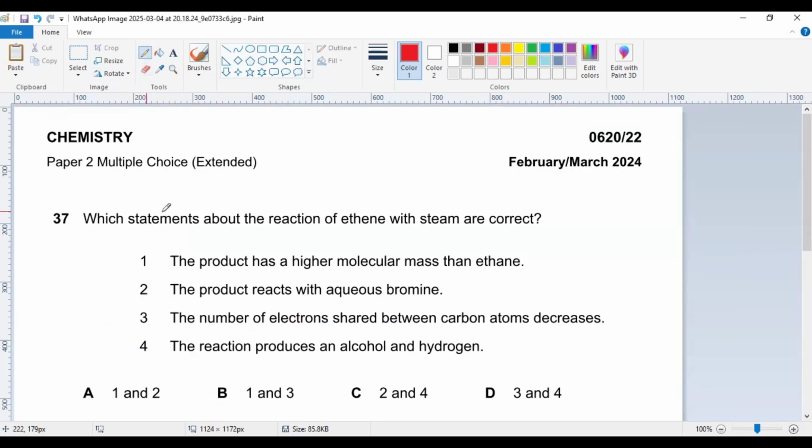Now question number 37, which statements about the reaction of ethene with steam are correct?